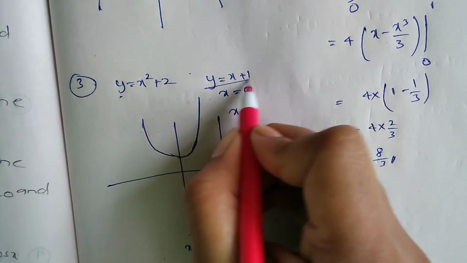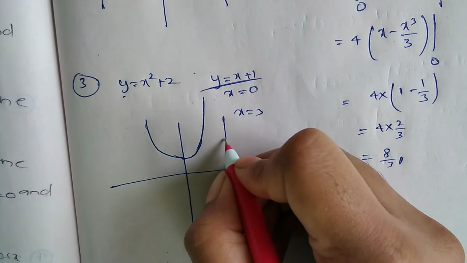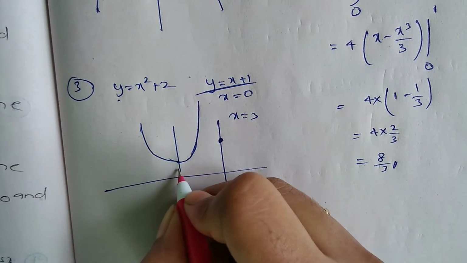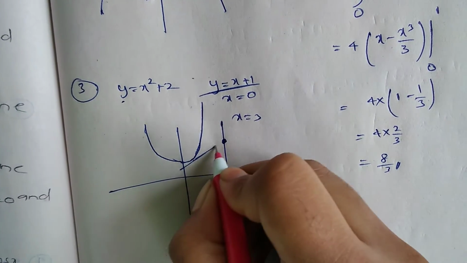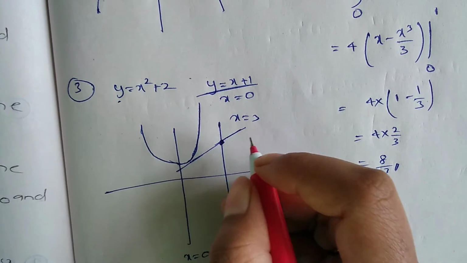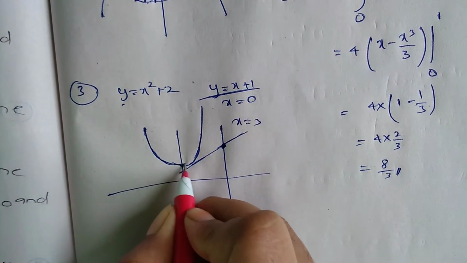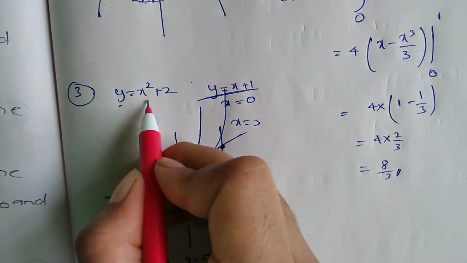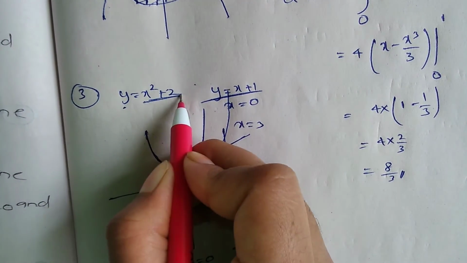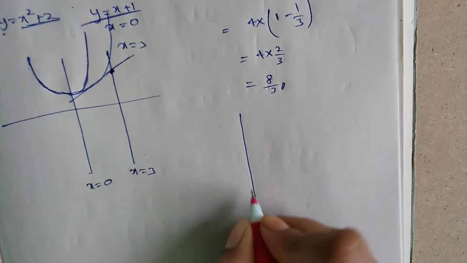Now draw the line y = x + 1. How will it look? When x is 3, y should be 4. 4 is the point here. Agree? Oh, but this should meet here. I'm sorry, this curve should be like this. See, it is y = x² + 2, so it should be like this. I'll redraw it.